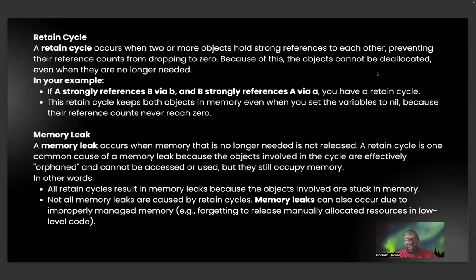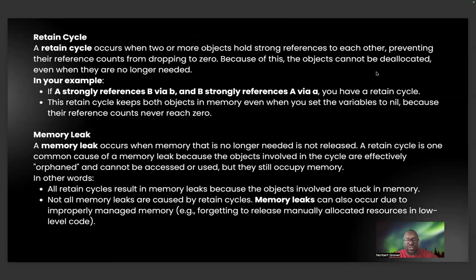And I showed you an example of a retained cycle earlier. We're going to do another retained cycle. In the example, if A strongly references B via B, and B strongly references A via A, you have a retained cycle. This retained cycle keeps both objects in memory even when you set the variables to nil, because their reference count never reached zero. Memory leak.